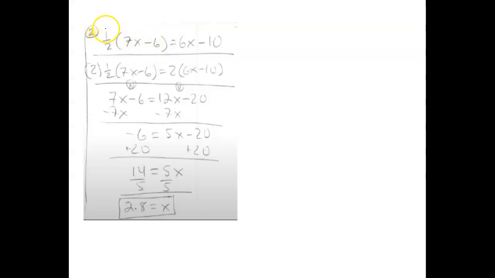So we're going to use this equation here: 1/2 times the quantity of 7x minus 6 equals 6x minus 10, for example, to help you out. So there's my original equation here. Let's go and get the writing tools out, and there it is. We'll be using our equation letters to guide us through. So you should have that out.